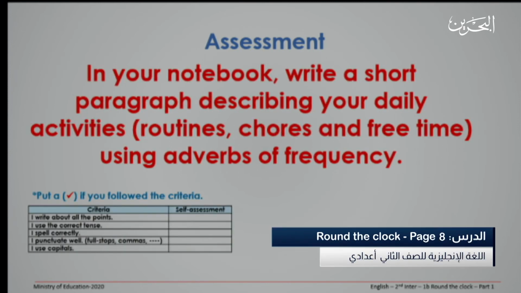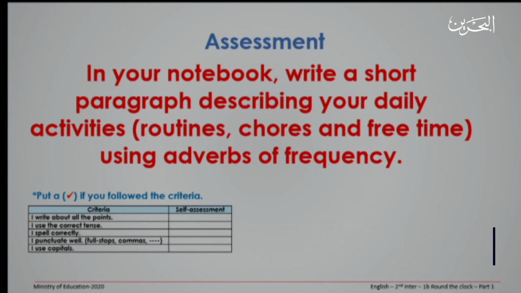In order to be successful at that, you should abide by these rules. You should write about all the points. You should also use the correct tense. In other words, the present simple tense. Also, you have to spell the words correctly, and don't forget to punctuate well. That means using full stops, commas, etc. And don't also forget to use capital letters at the beginning of sentences. You will have 10 minutes to finish this task.